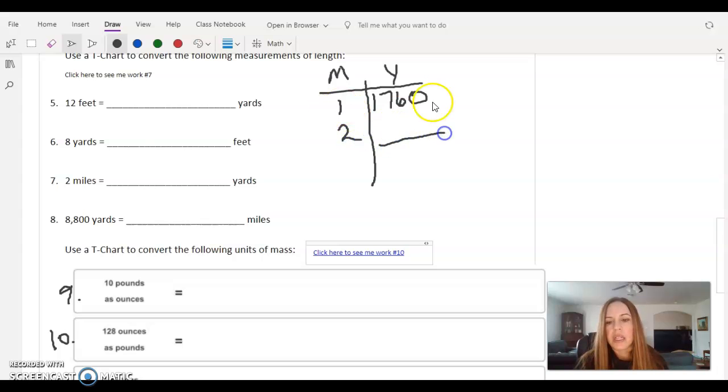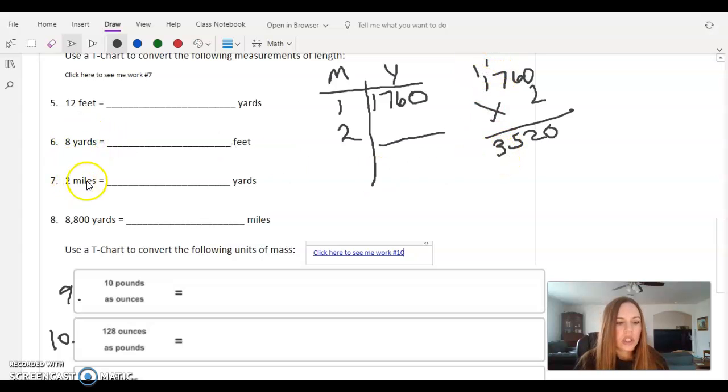Well, that just means I need to take 1,760 and multiply it by 2. Zero times 2 is 0. 6 times 2 is 12. 7 times 2 is 14, plus 1 is 15. And then 2 plus 1 is 3. So 2 miles is equal to 3,520 yards.